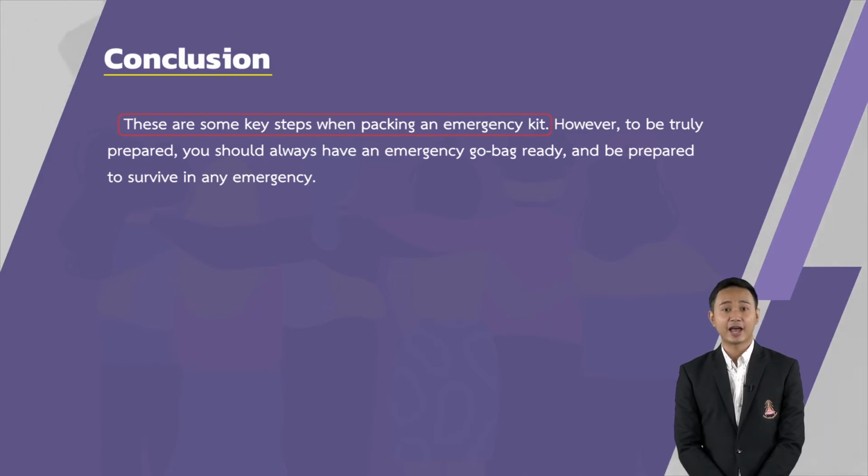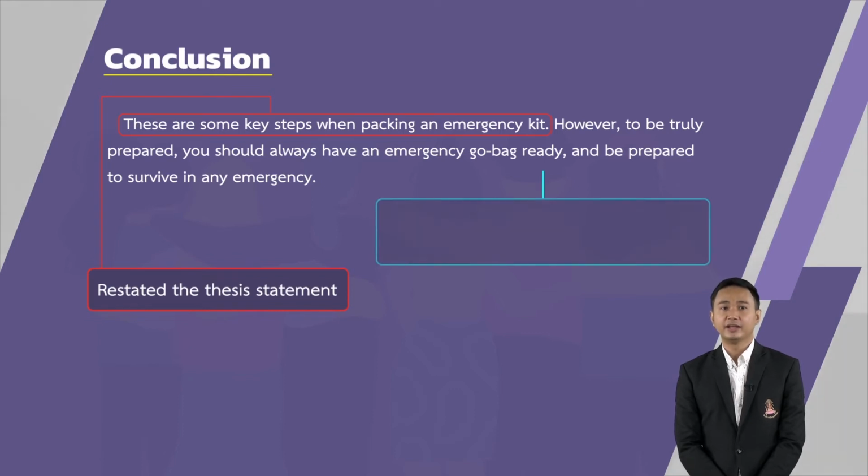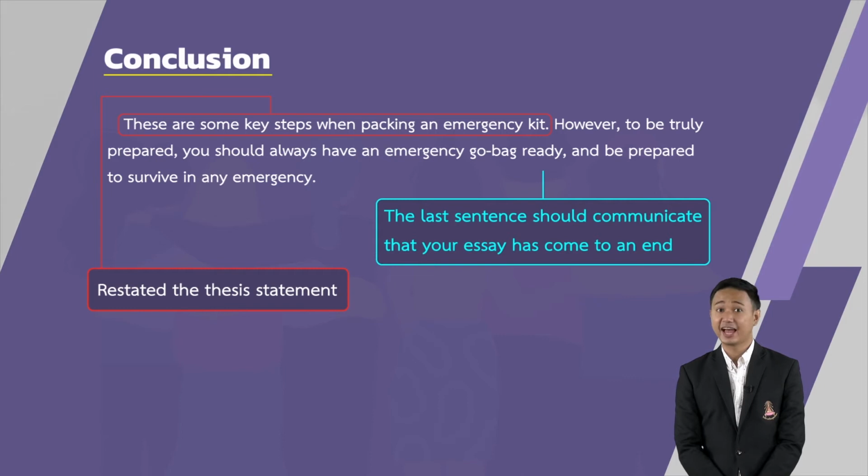Can you find the overall idea sentence from this paragraph? Which sentence shows the whole meaning of this essay? Yes, it is the red part: There are some key steps when packing an emergency kit. You notice it has the same meaning as in the introduction, right? We intended that. But is it exactly the same sentence? No. We need to restate the thesis statement in order to affirm the idea again, but we don't actually use the same pattern of words as before. We change it slightly. Then we should have a last sentence that communicates that your essay has come to an end.